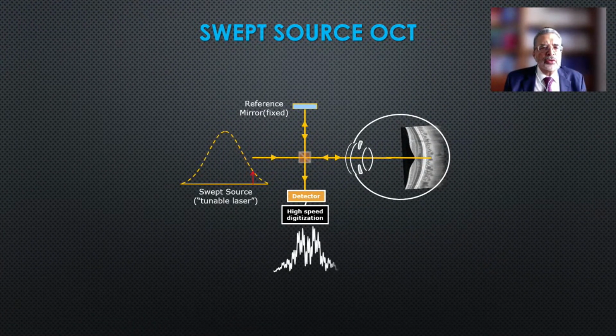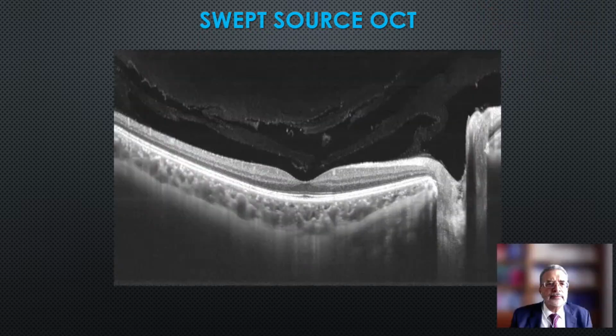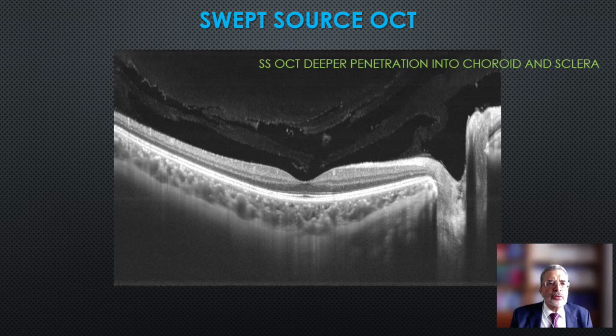As you know, swept source OCT is a very special technique that allows us to make a very special and profound exploration of the posterior pole. Swept OCT has a deeper penetration into choroid, vitreous, and sclera.